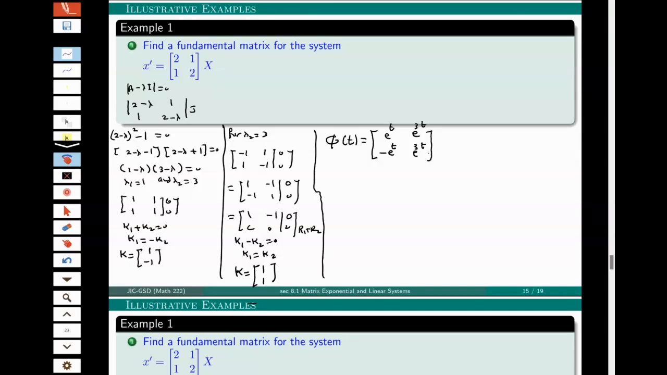Now we need to find what is phi at 0, and phi at 0 means 1, 1; minus 1, 1. And we need to find also the inverse at 0. The inverse at 0, we said we swap these two, but they are the same. We change the sign here, minus, and that will be plus.